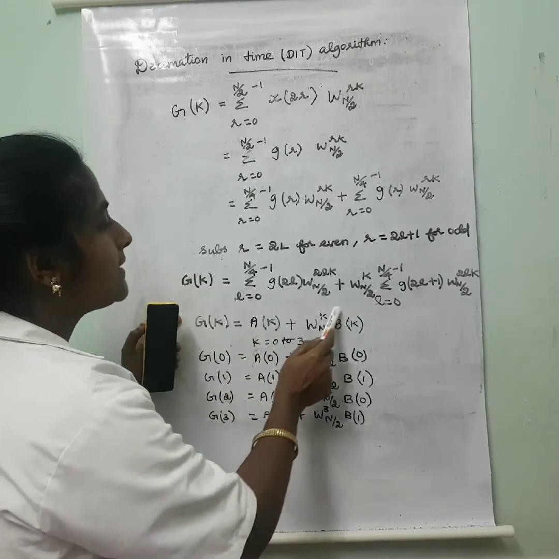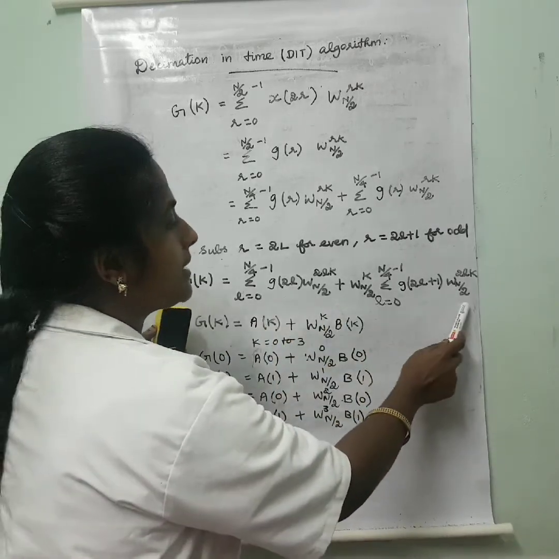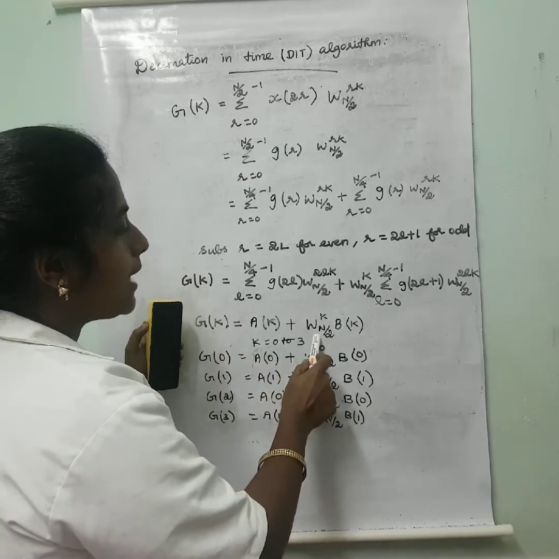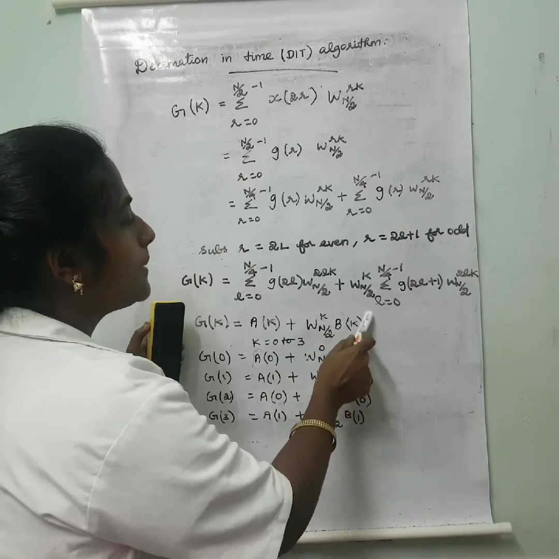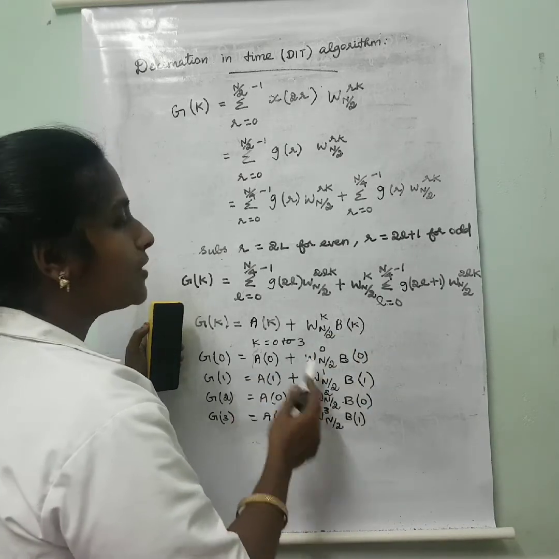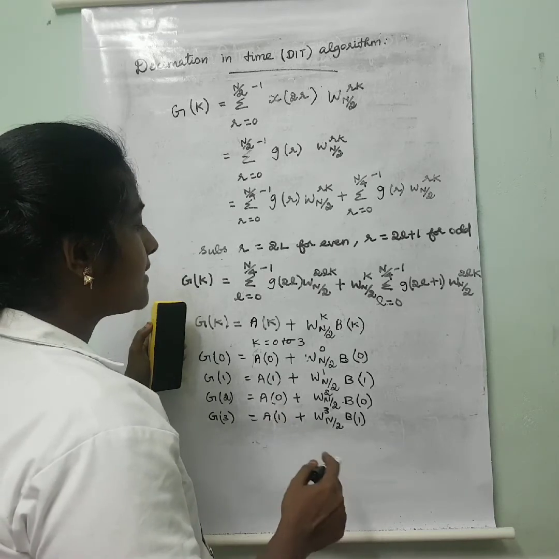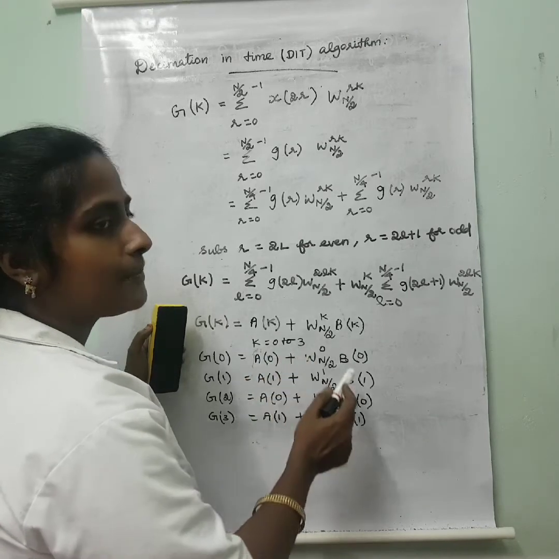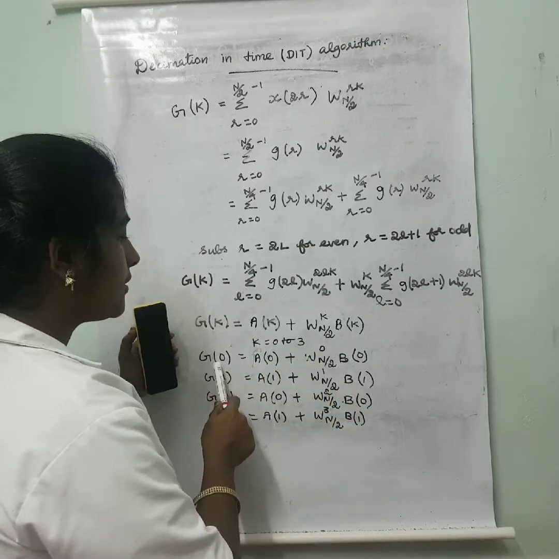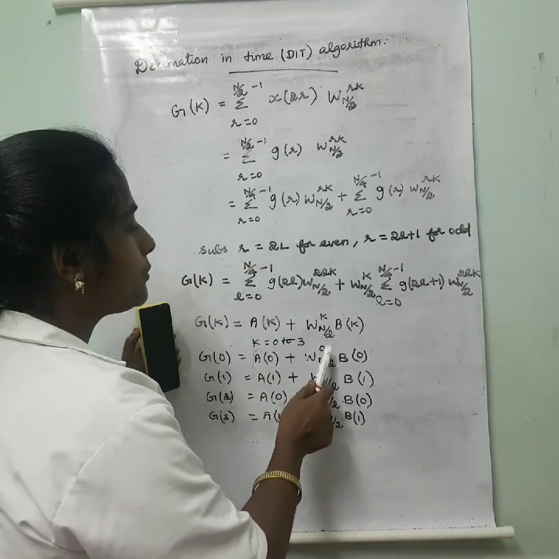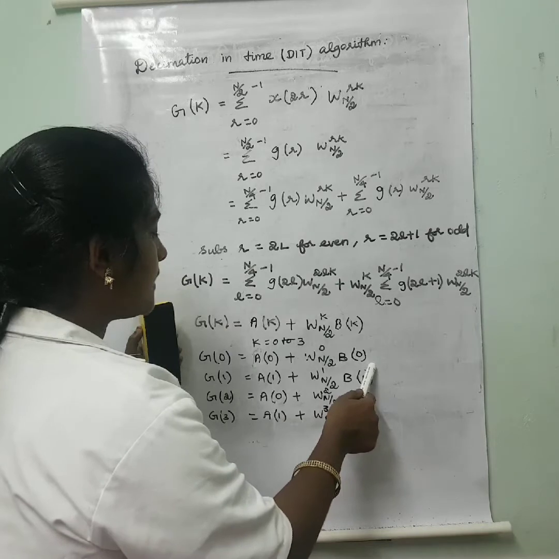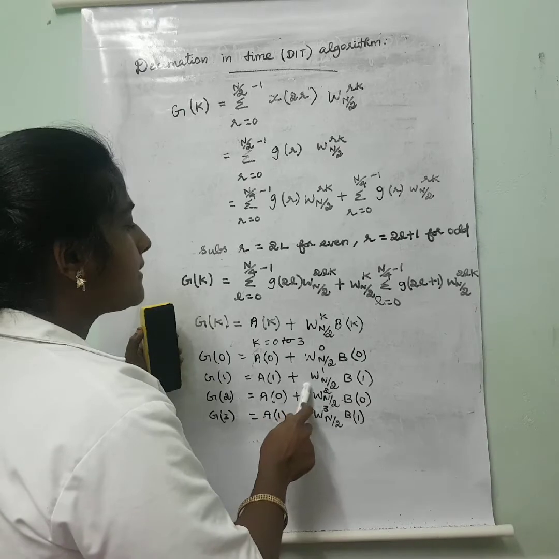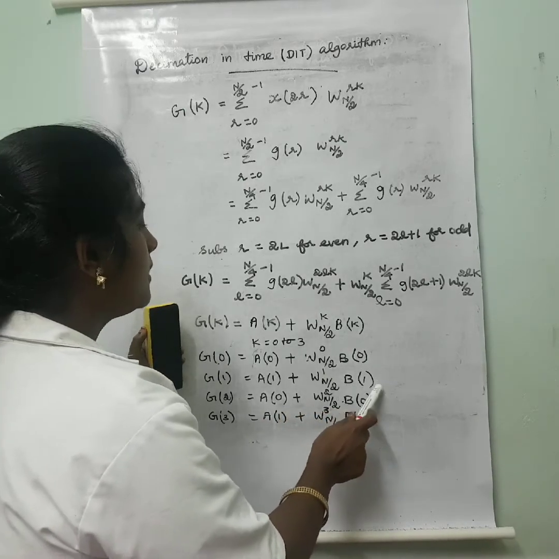Next, we can take this term as A of k and this term as B of k. So, G of k is equal to A of k plus W N by 2 to the power k into B of k. Here k is equal to 0 to N minus 1, where we are taking N as 4, so 0 to 3. So, G of 0 is equal to A of 0 plus W N by 2 to the power 0 into B of 0. And when k is equal to 1, G of 1 is equal to A of 1 plus W N by 2 to the power 1 into B of 1.